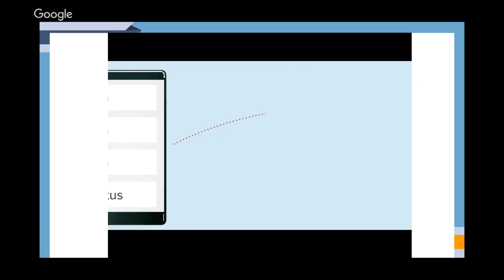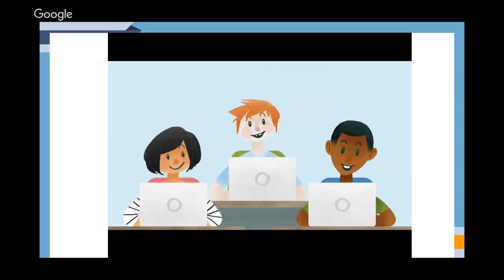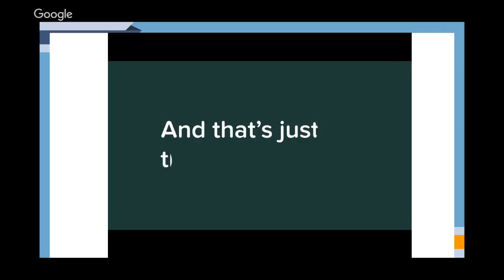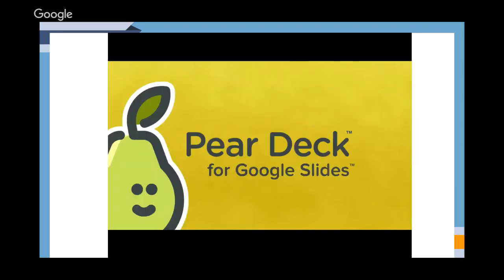Answers can be displayed anonymously on the classroom projector. So instead of worrying about getting the right answer and feeling silly in front of peers, your students are putting ideas out there in a safe, anonymous way, discussing and learning from each other. And that's just the beginning of what you can do with Pear Deck and Google Slides. 100% student engagement is just a deck away.